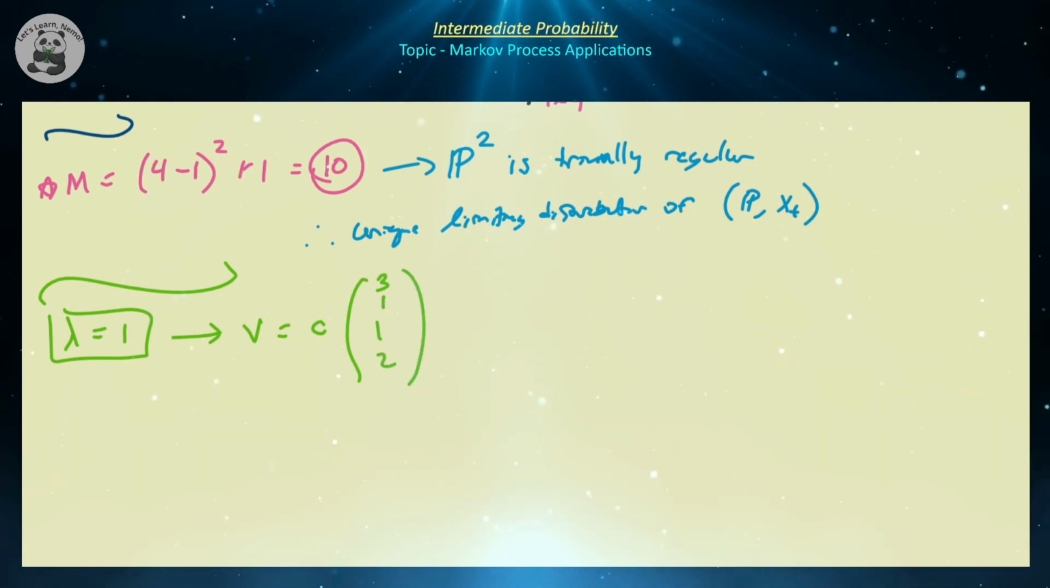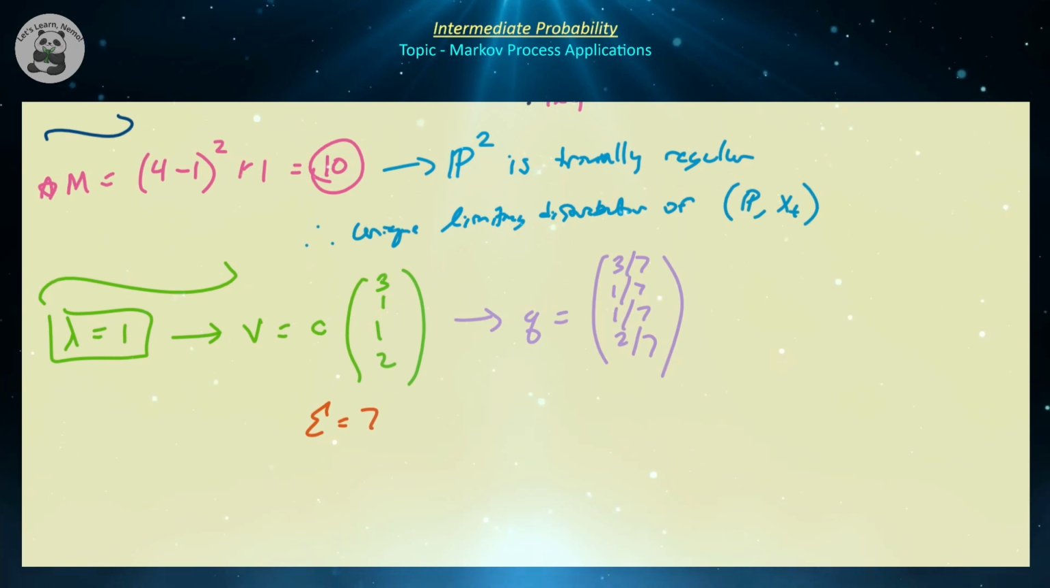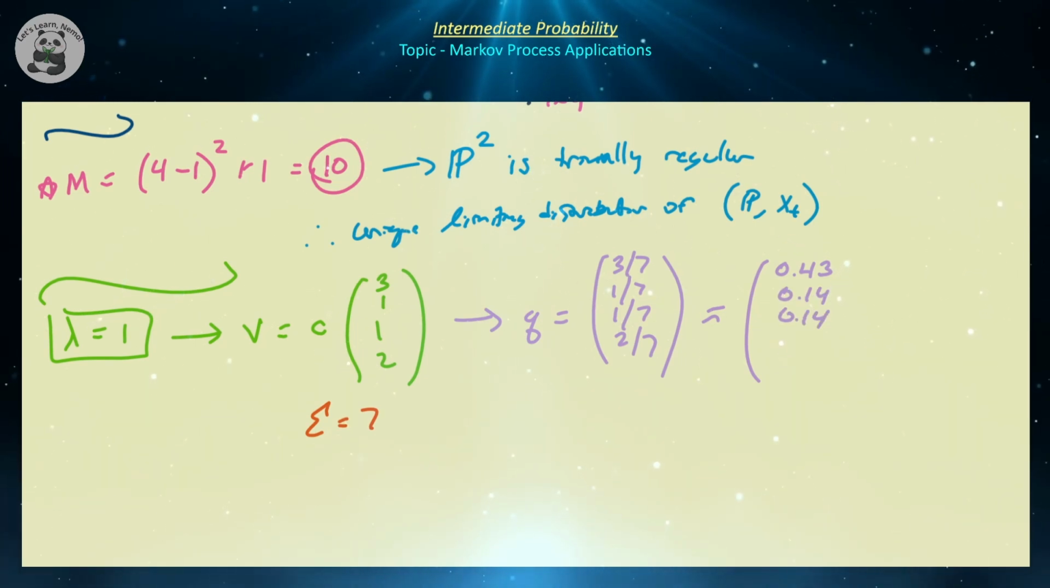So if this is the case, if we add up all of these entries in order to turn this into a probability vector, we're going to have 3 plus 1 is 4, plus 1 is 5, plus 2 is 7. So our associated equilibrium vector, which some people call it, or the limiting distribution, is going to be equal to Q is equal to 3/7, 1/7, 1/7, and 2/7. So that is going to be our limiting distribution for this particular process. So if we write these as decimals, just to get some approximations going for communication purposes, that's approximated as 0.43, 0.14, 0.14, and 0.29.